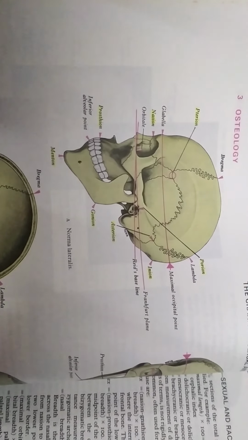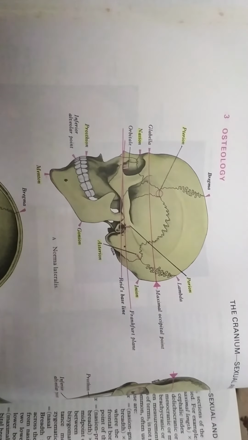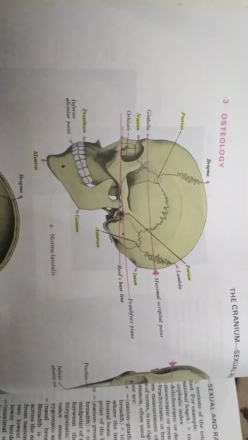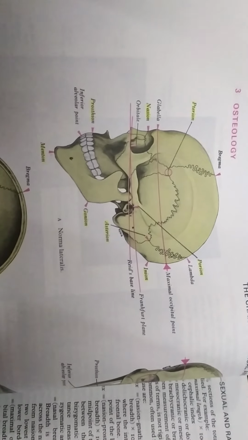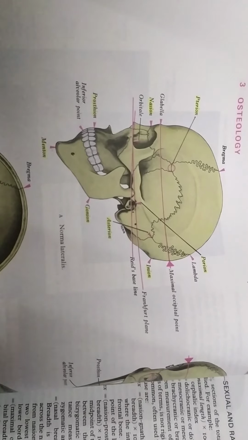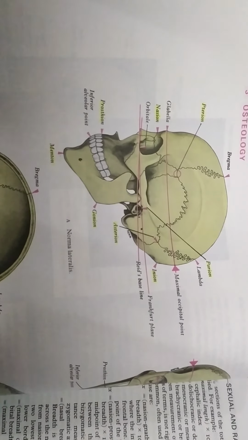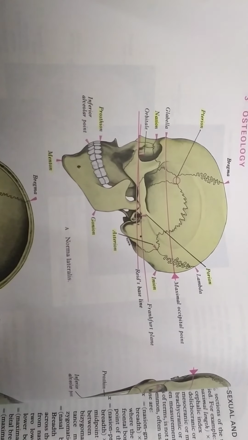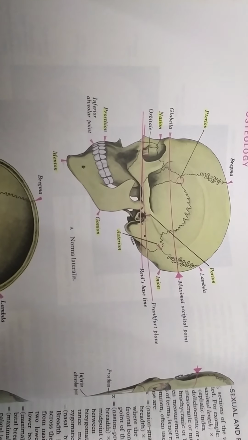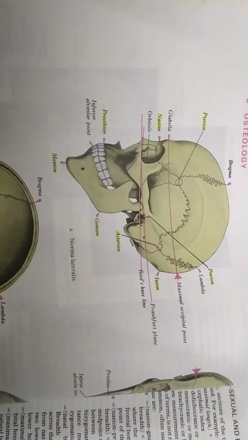Hi everyone. So today let's get started with discussing the cranial points. First of all, I'll enumerate all the cranial points which are present in the skull, and then we'll proceed on to understanding about these cranial points. So in total there are 11 cranial points.